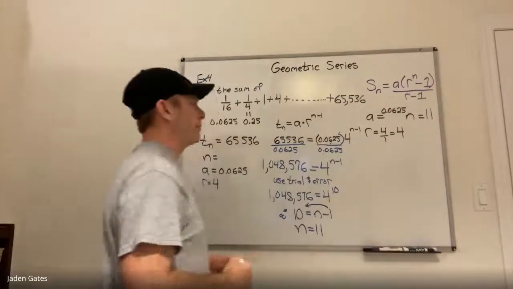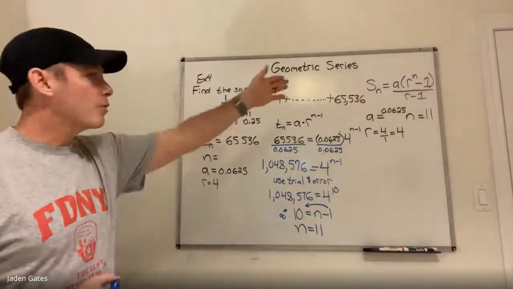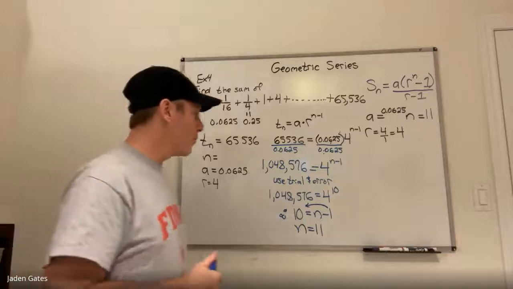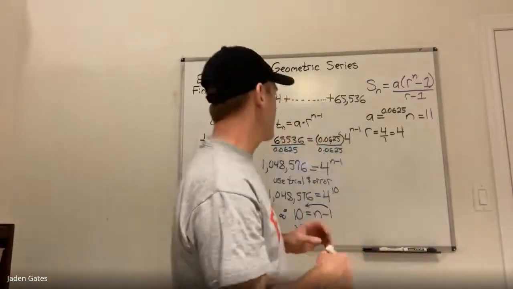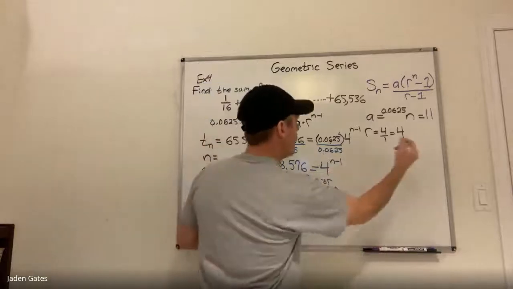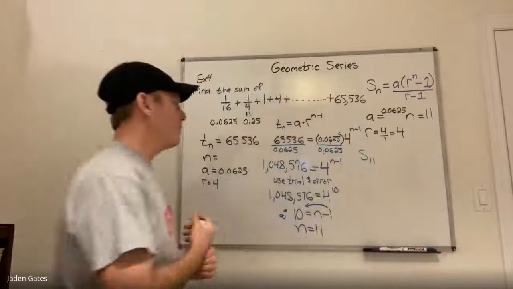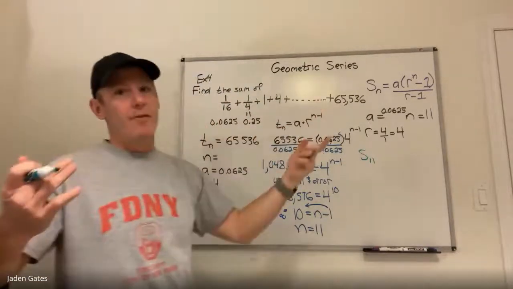There's our 11. Now I have all the information I need to go into my summation formula. I'm not sure if I have all the room I need, but we'll give it a go. It's a little cramped here, so I'm going to pick a different color. So S of 11 is what we're figuring out here, because I now know that is the 11th term, which means we have 11 terms.